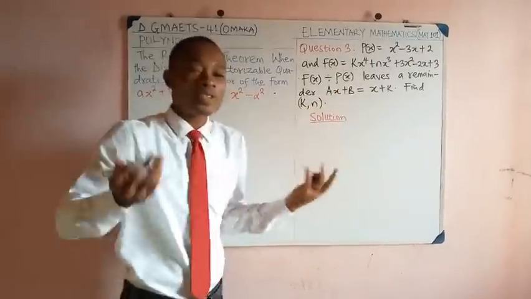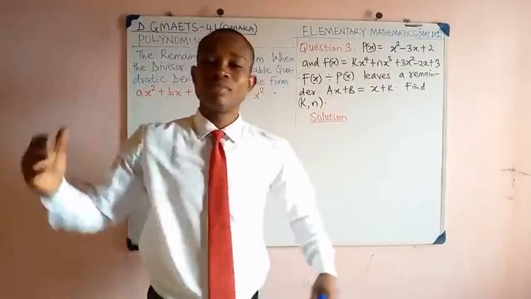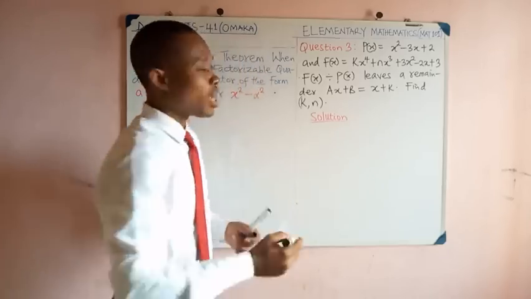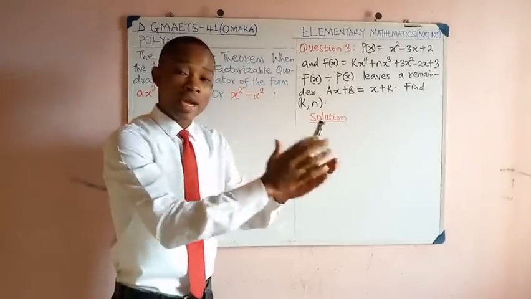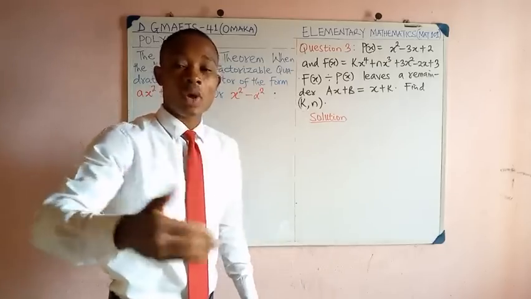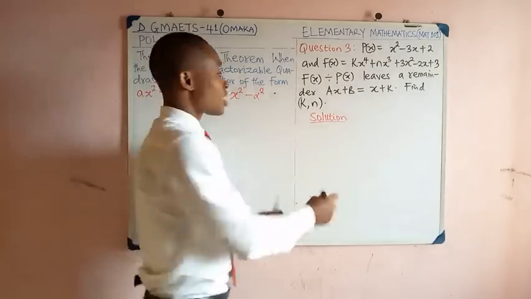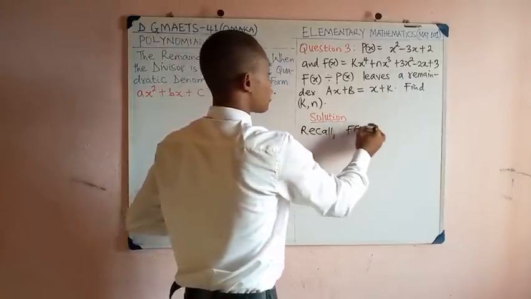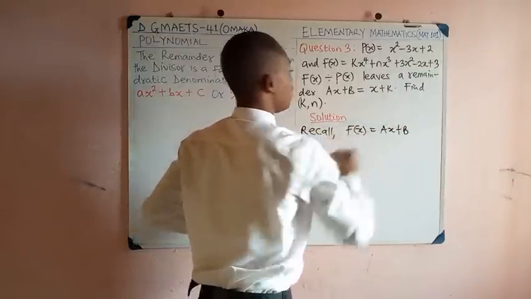So find k comma n. Now, the principle is the same as what we've done so far in questions 1 and 2. So we're going to apply the same knowledge. Let's be fast to get this result. Is that okay? I will start by saying that, okay, the polynomial, which is the numerator, is equal to ax plus b. Does that make sense? And here the numerator is f of x. So I'm going to say, recall, f of x is equal to ax plus b. That's good.